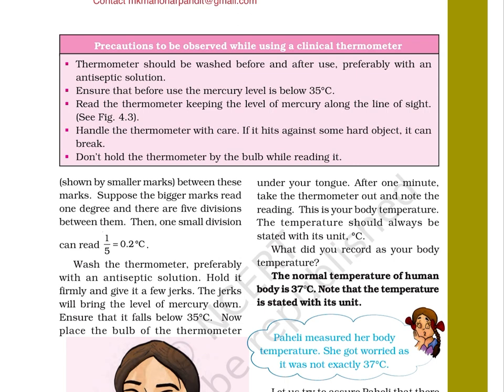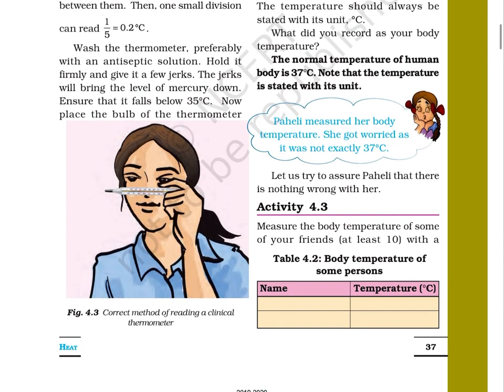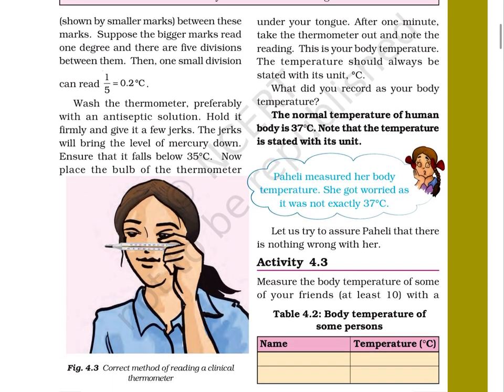Now, wash the thermometer, preferably with an antiseptic solution. Hold it firmly and give it a few jerks. The jerks will bring the level of mercury down. Ensure that it falls below 35 degrees Celsius. Now, place the bulb of the thermometer under your tongue. After 1 minute, take the thermometer out and note the reading. This is your body temperature.